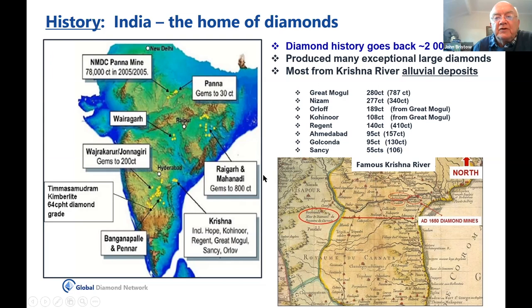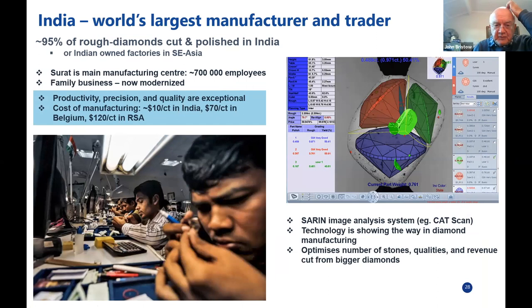India today, and I think most people will be aware, and you'll certainly learn more about this, purchases, cuts and polishes, manufactures, and then resells about 95% of the world's diamond production. So all of that 120 million carats in 2019 or 107 million carats in 2020 ends up in India in these amazing factories, which are becoming more and more mechanized. Surat in the northwest part of India has up until now been the main center of activity. At its peak, it had about 700,000 employees. I think that has certainly dropped off during the pandemic, but I suspect is growing again.